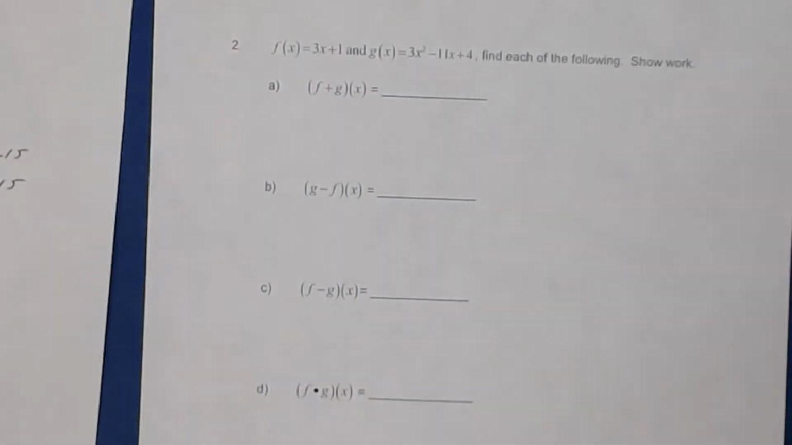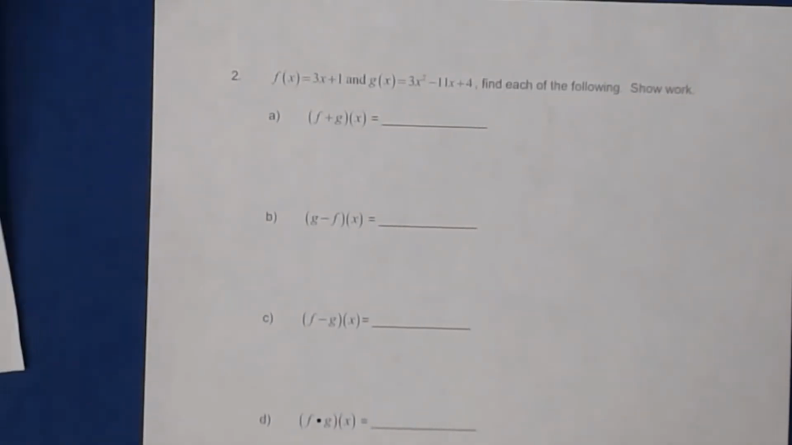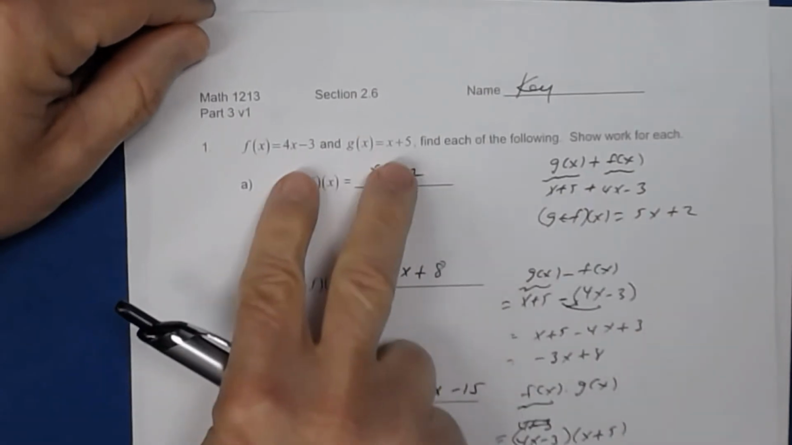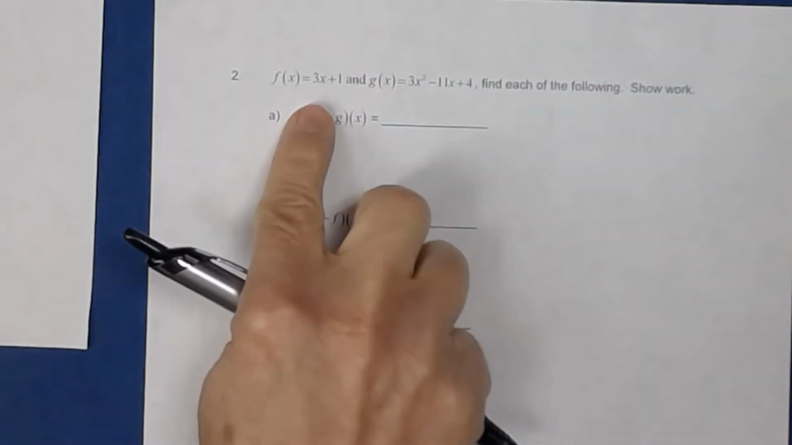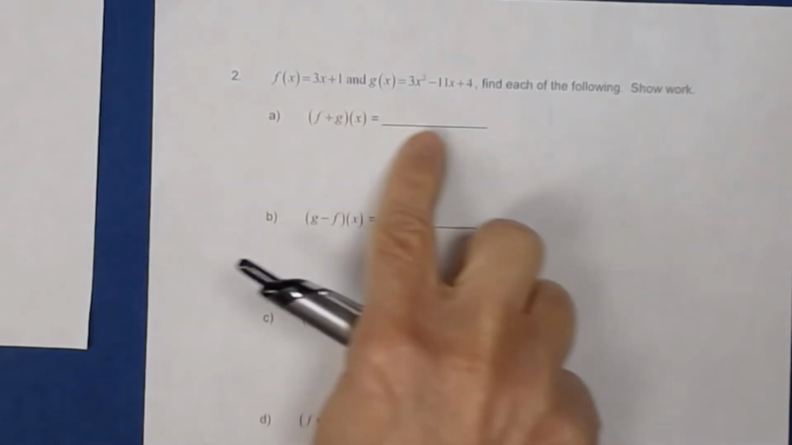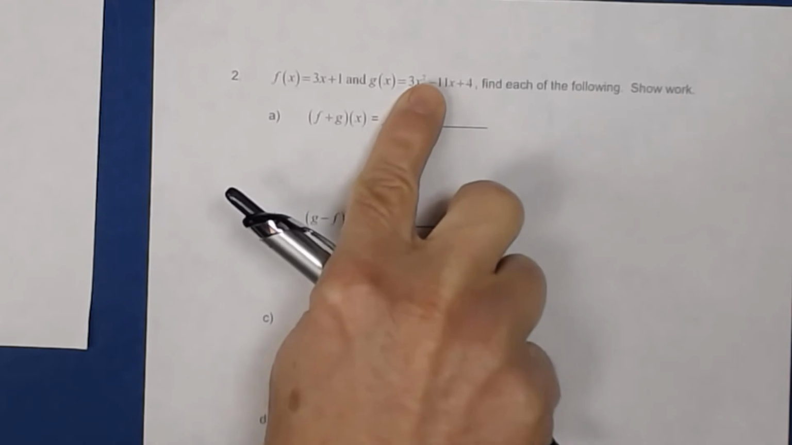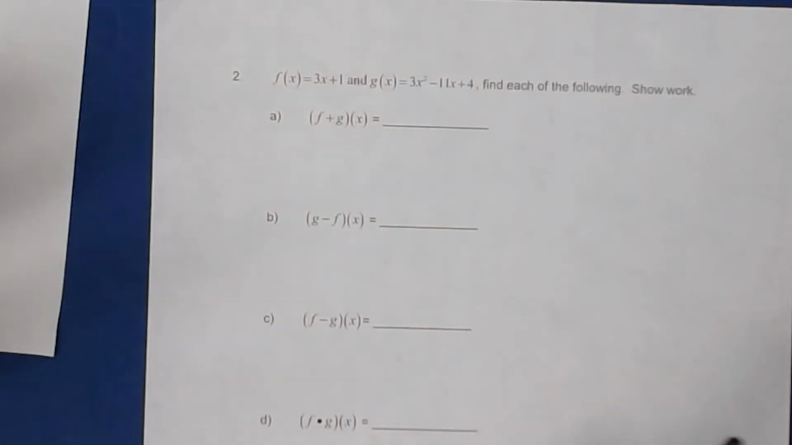The second page, the only difference is that on problem 1, those were two linear functions. In problem 2, your function f of x is linear, but this is not linear. This is quadratic. Okay? So the same idea is going to apply. You're going to do the same thing you did in problem 1.